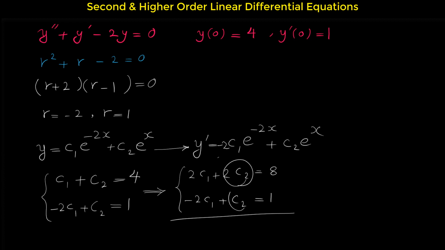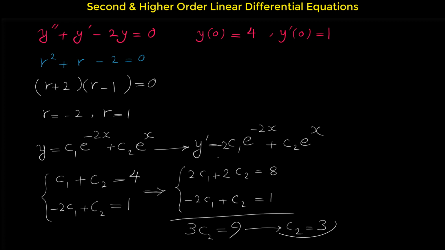2c₁ plus 2c₂ plus c₂ is 3c₂. So 3 times c₂ equals 8 plus 1, which is 9. So from here, c₂ is 3. If we divide both sides by 3, c₂ is 3.